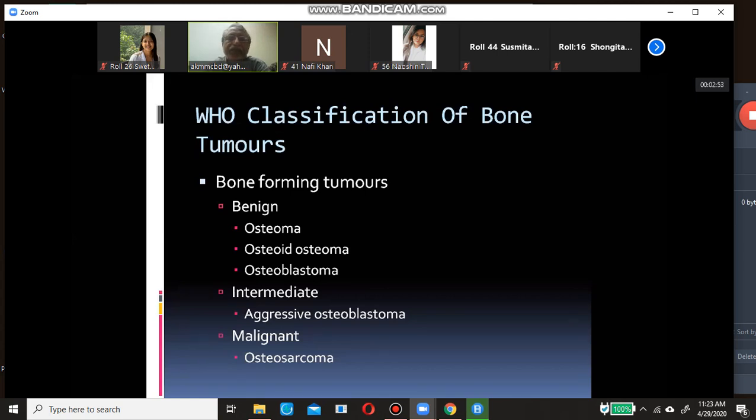Among the tumors which develop from the bony elements, there are osteoma, osteoid osteoma, and osteoblastoma. Among the intermediate group is aggressive osteoblastoma. They are locally aggressive. Among the malignant, there is osteosarcoma. So this is the arrangement of the WHO classification. Osteosarcoma has many varieties, mainly the histological types. I am not discussing those things.